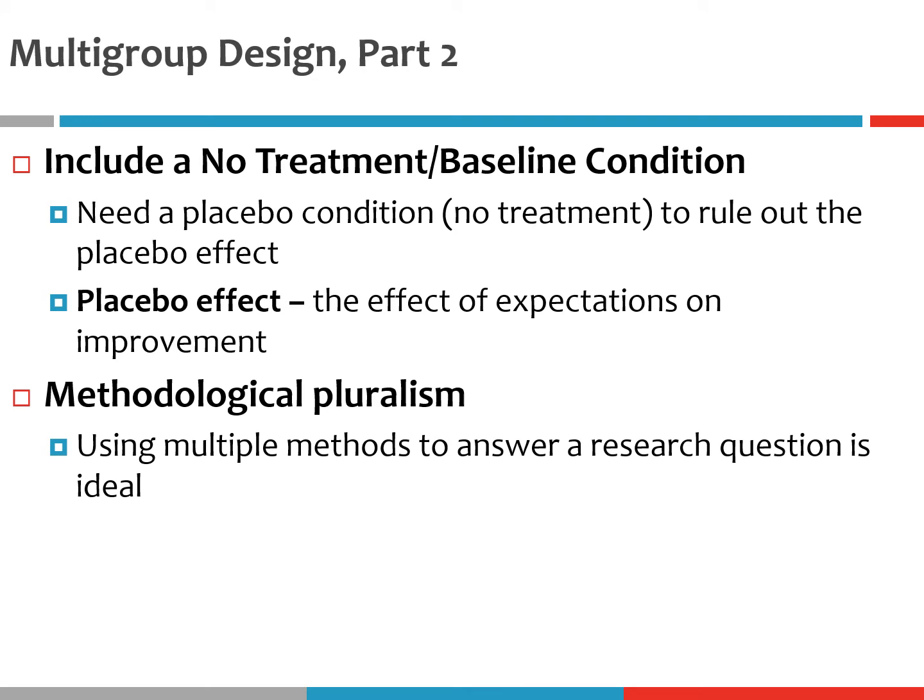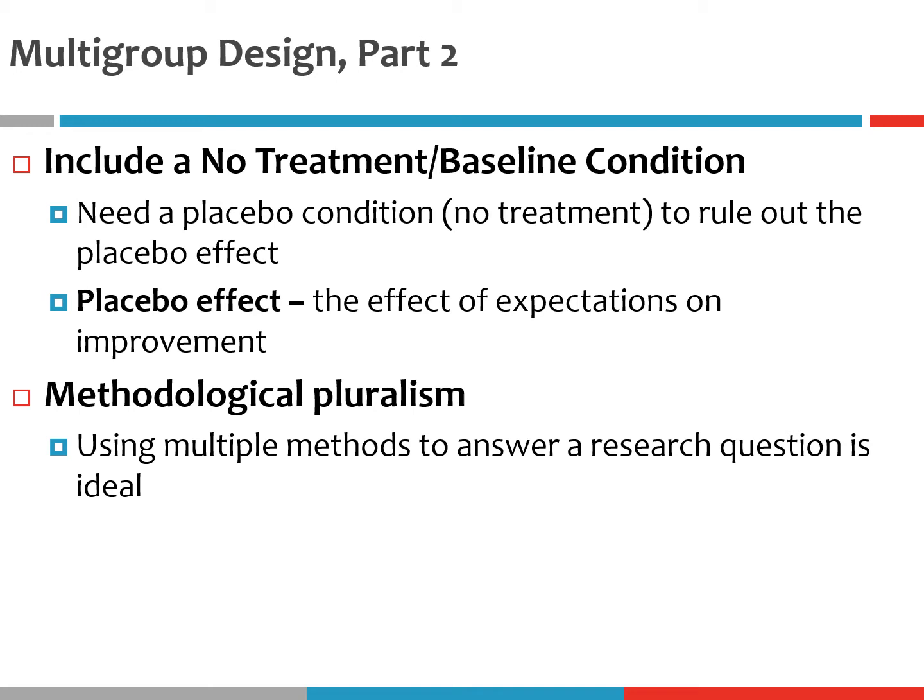We also want to use multiple methods. This is called methodological pluralism. If we use multiple methods to answer a research question, we have more confidence in the answer. So that means if you want to do surveys, that's great. Do a survey, but then maybe do an interview on top of that, right? So you're using two different methodologies. And if you get the same results with those two different methodologies, you're more confident in the data. You're more confident that your research question is being answered.